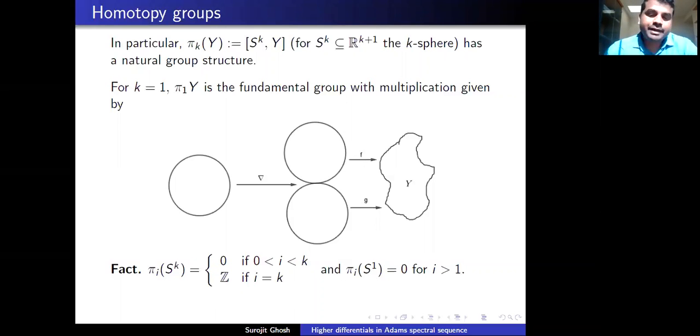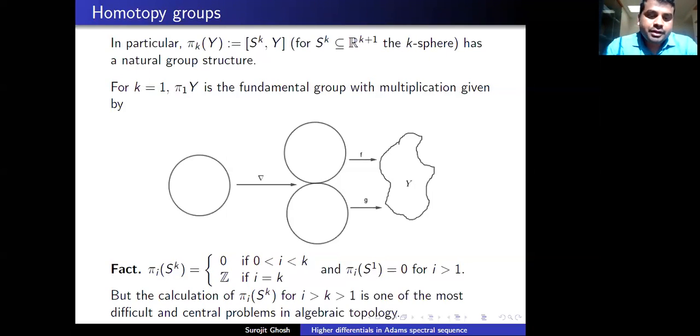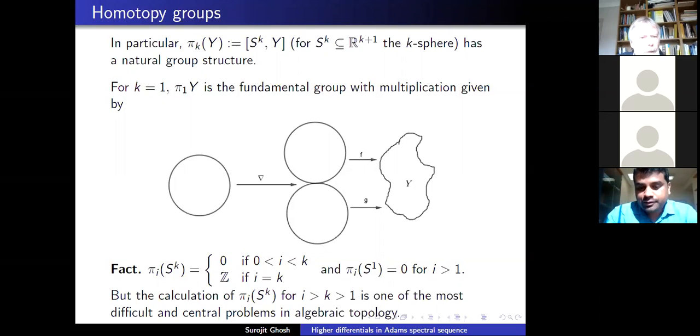And the point is, it is not true if you want to compute for the higher spheres, at least for the sphere S2. So the computation of higher homotopy groups is still a very difficult and fundamental problem in algebraic topology. So what are the tools available? What kind of tools do we apply to compute the higher homotopy groups?